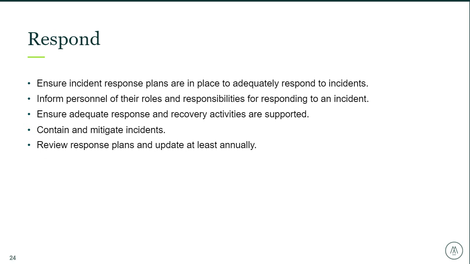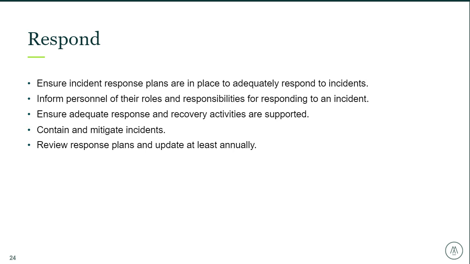And then response. So if we do get these incidents, how do we respond to them? If we've got a good detection mechanism, it's giving an alert to IT, to information security, and then they should be responding to that. So how do they do that?